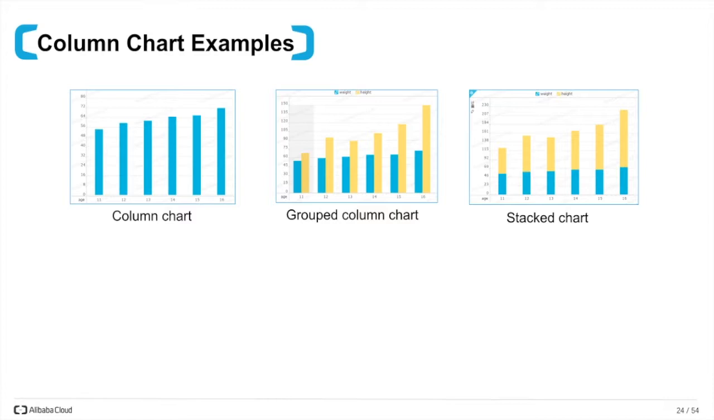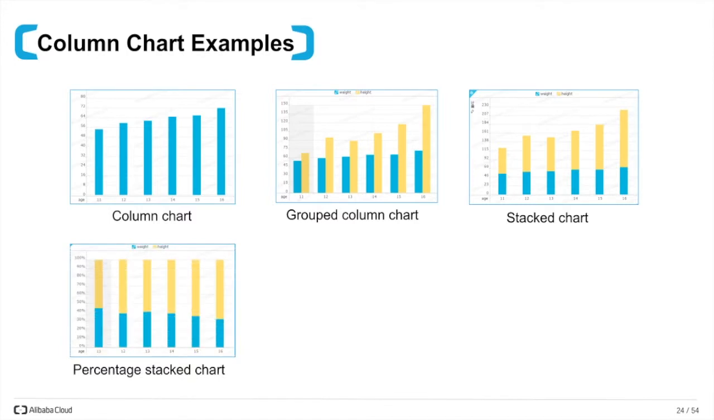We also have a kind of column chart called a stacked chart. You can ask QuickBI to add the two values together and show them in one rectangle but with different colors. And in the percentage stacked chart, every rectangle has the same height but uses a different ratio to show the different measurements.